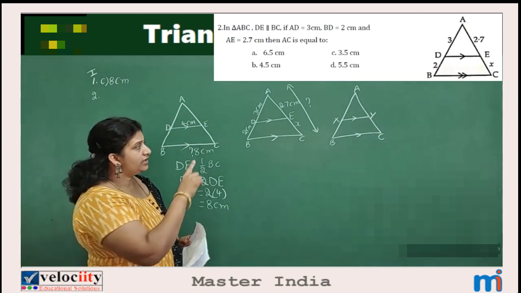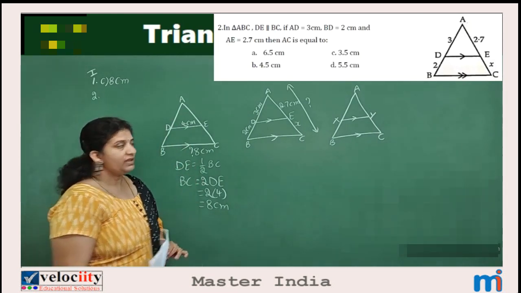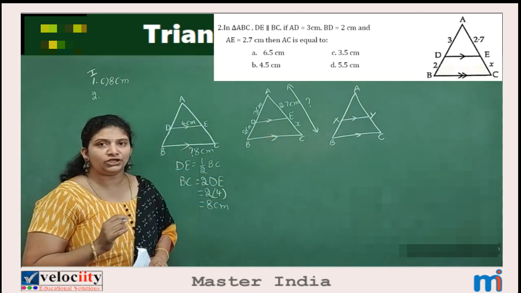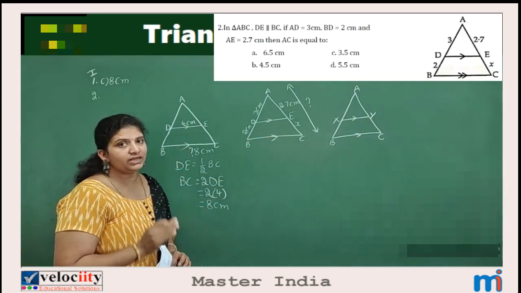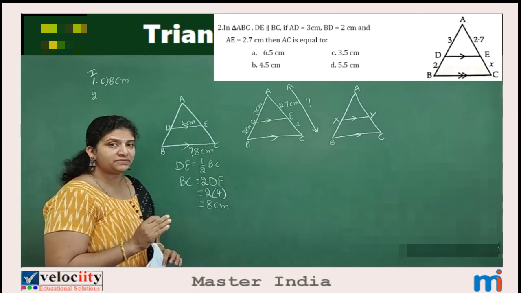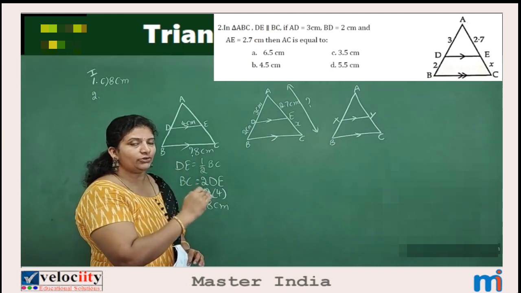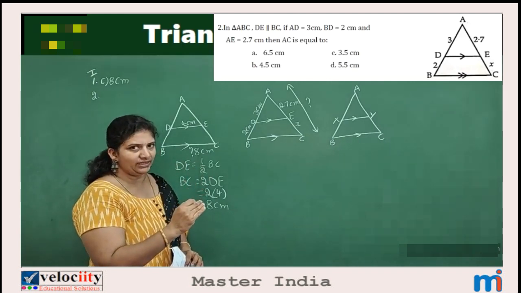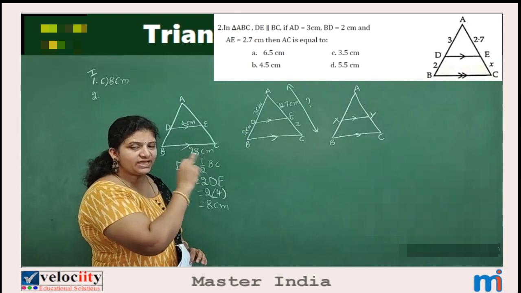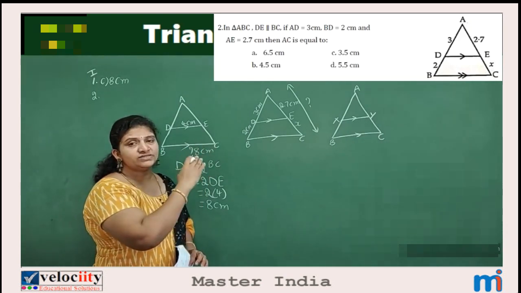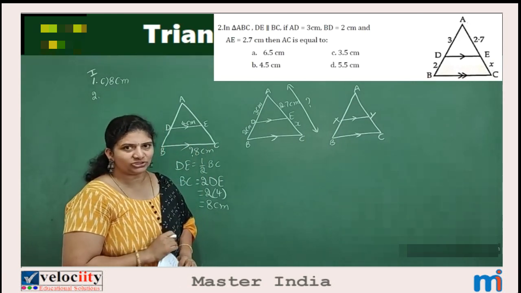And in the figure, EC is equal to X given. And again you can see these arrow marks, it indicates DE is parallel to BC. Immediately we remember the basic proportionality theorem. If a line is drawn parallel to any one side of a triangle, intersecting the other two sides at two distinct points, then the other two sides are divided in the same ratio.